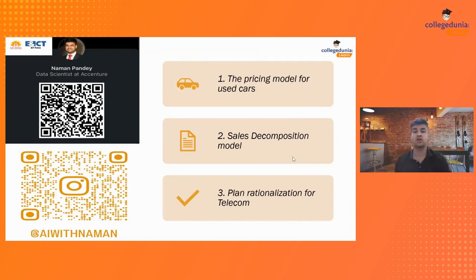Second was the sales decomposition model. This was delivered to McDonald's, where we were trying to identify how McDonald's should invest their money into different sections of food items that will increase their revenue. There we promised McDonald's that we'd contribute more than $15 million in their revenue, and that we did actually. And McDonald's has been using this model to segregate how much they want to invest on their burgers or fries, or let's say different SKUs that they are selling over their stores.